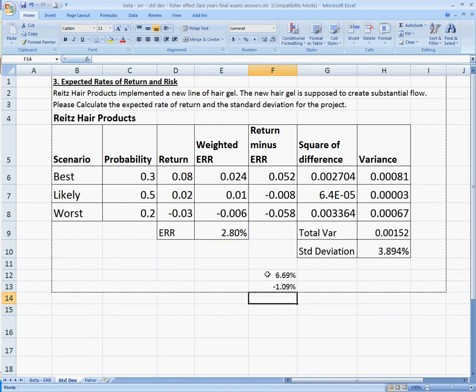Okay, so we have a two-thirds chance that we're going to get a rate of return between 6.69% and negative 1.09%. Okay, and that's one deviation away from the mean. And that's all you need to know about standard deviation.